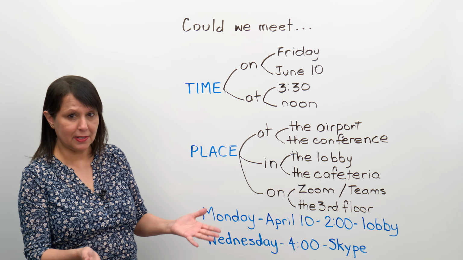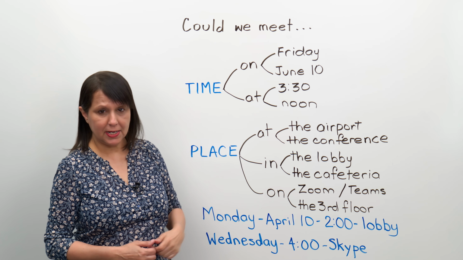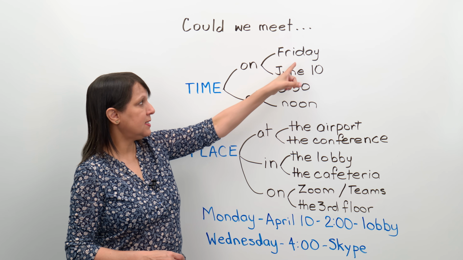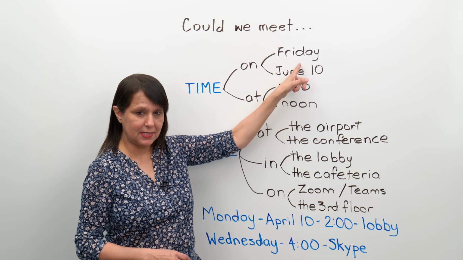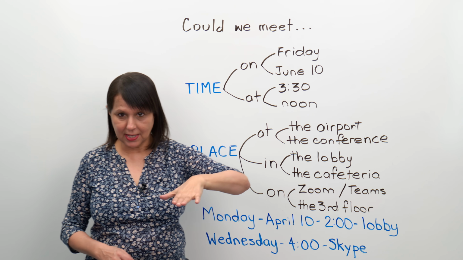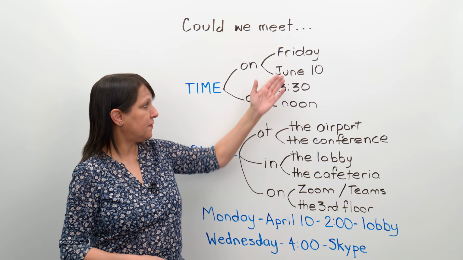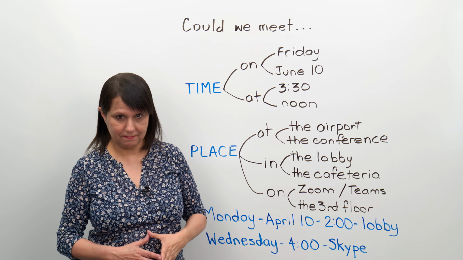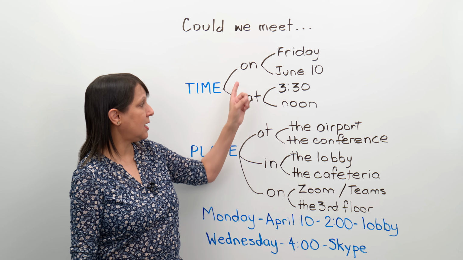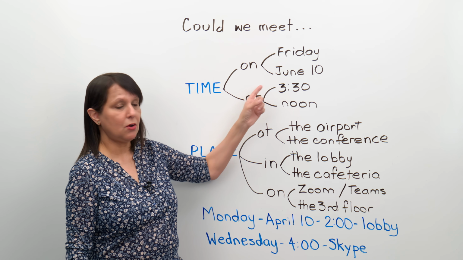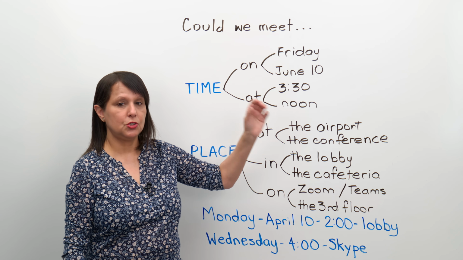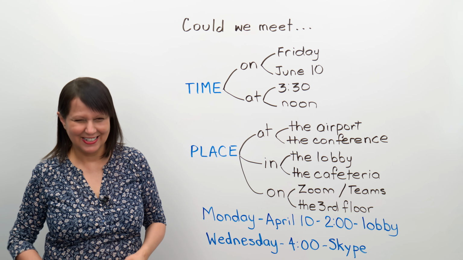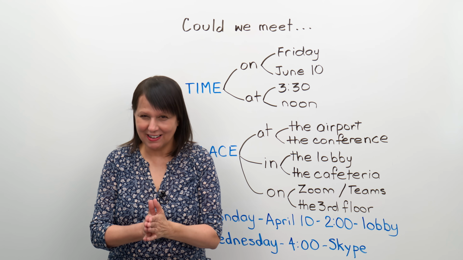So we would say something like, could we meet on Friday at 3:30? Or if you need to say this plus this, the day plus the date, then you would say it like this. Could we meet on Friday, June 10th at 3:30? Okay? If you're writing it, you would write, could we meet on Friday, comma, June 10th at noon? Okay? Question mark. All right? So that's for the time.